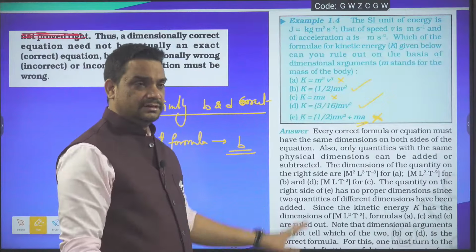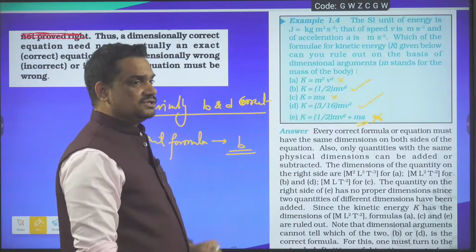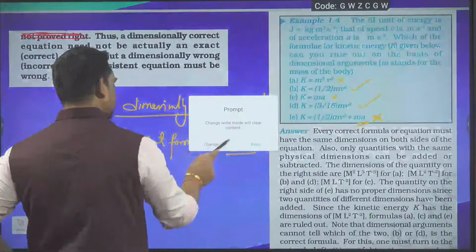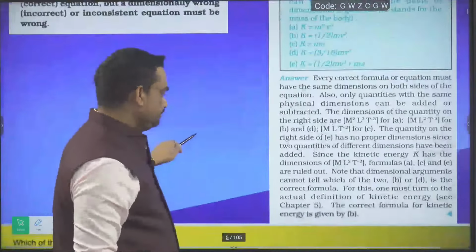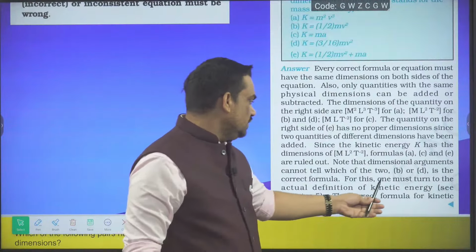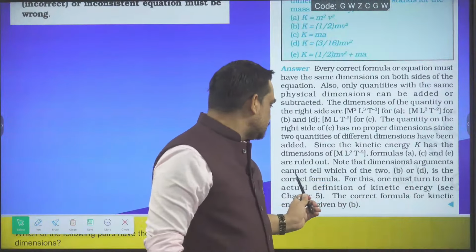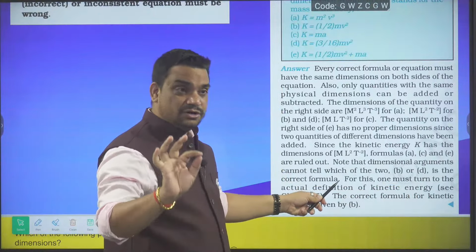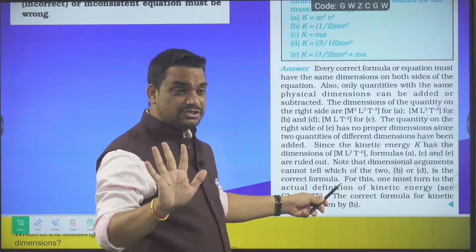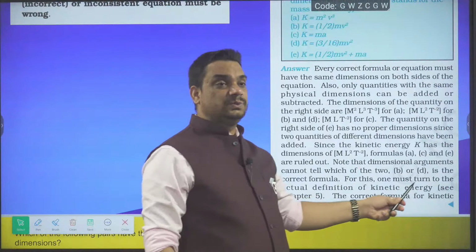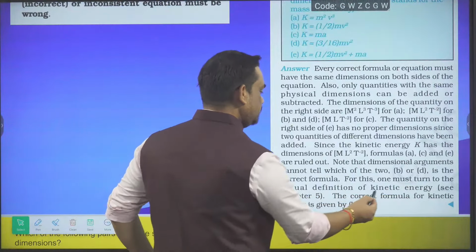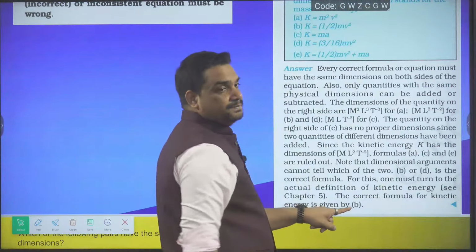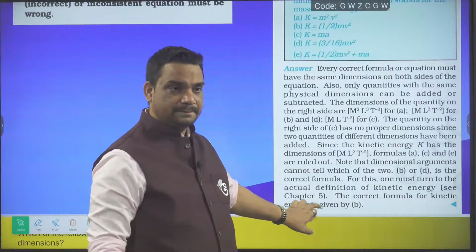Clear? For the kinetic energy. So B and D are dimensionally correct. The correct formula is here B. So you will check what they are asking. It is also written: note that dimensional arguments cannot tell which of B or D is the correct formula. Dimensional arguments cannot say it is 100% correct. It can only say dimensionally correct. For this, one must turn to the actual definition of kinetic energy. The correct formula for the kinetic energy is given by B. Okay, good.